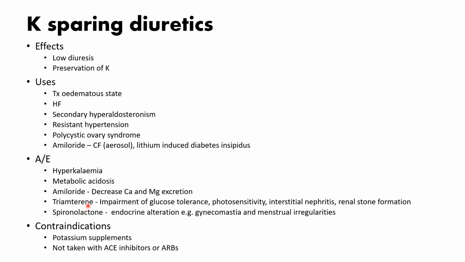And triamterene, it's usually not used due to incomplete absorption of the drug, and it has a cocktail of different side effects that we don't necessarily want, like impairment of glucose tolerance, fructose sensitivity, interstitial nephritis, and renal stone formation. Spironolactone, an adverse effect may include endocrine alterations, for example, gynecomastia in males and menstrual irregularities in females. I think eplerenone, which is the other potassium-sparing diuretic, has less affinity for gonadosteroid hormones, so with that you might not get these side effects so much.